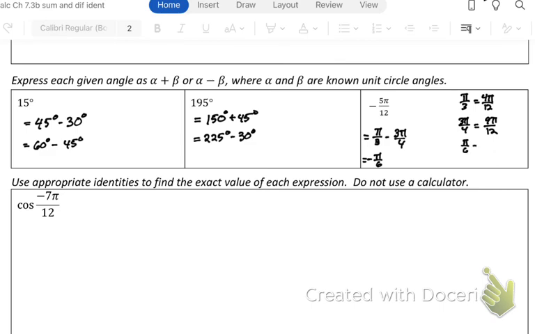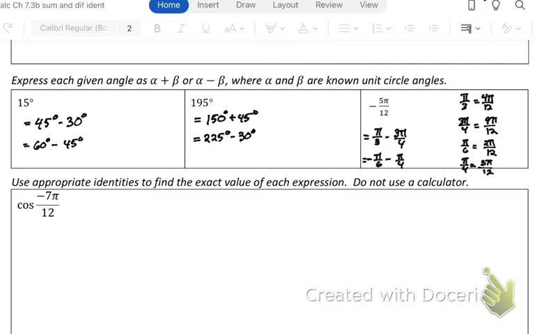So pi over 6 equals 2 pi over 12, and negative 3 pi over 12, which is negative pi over 4. So minus pi over 4. So pi over 4 equals 3 pi over 12. So we make them both negative, right? Yes.